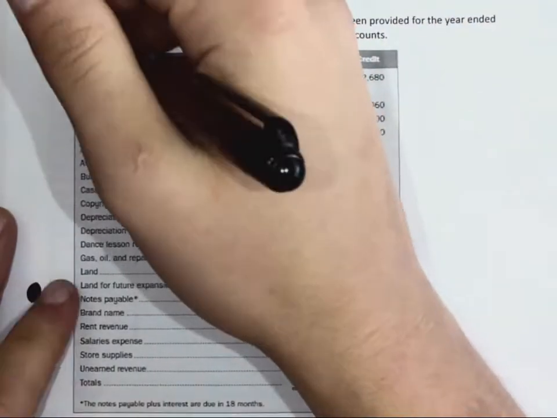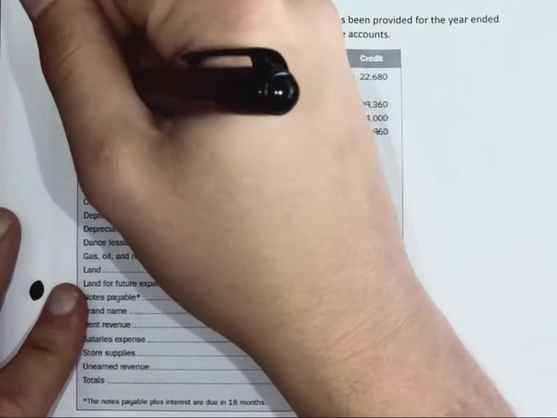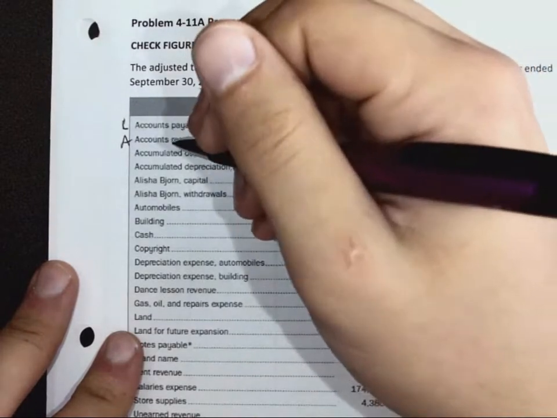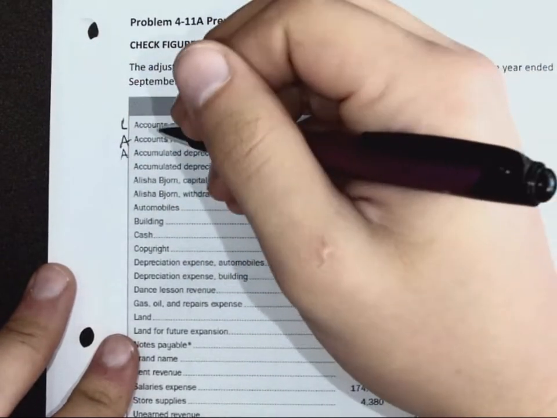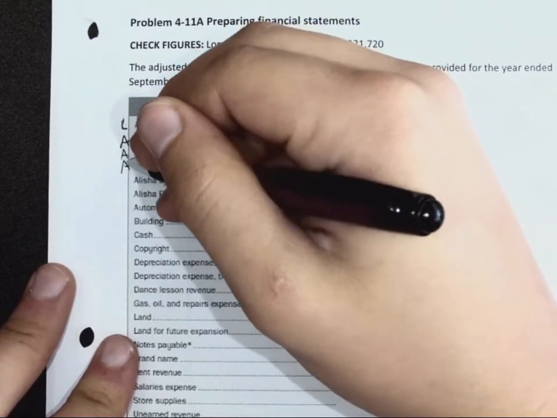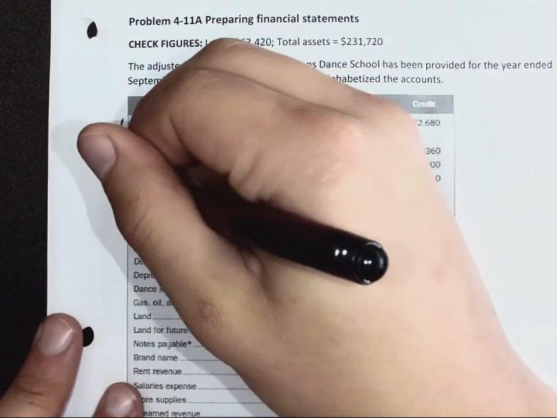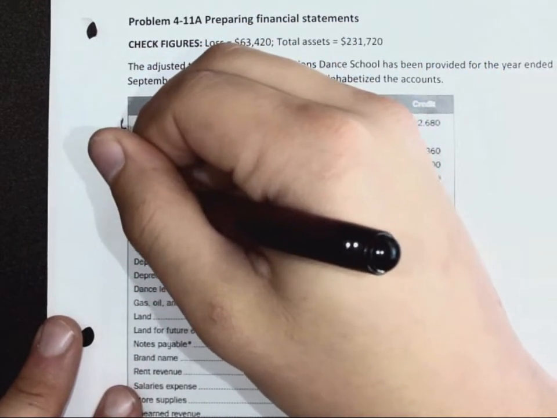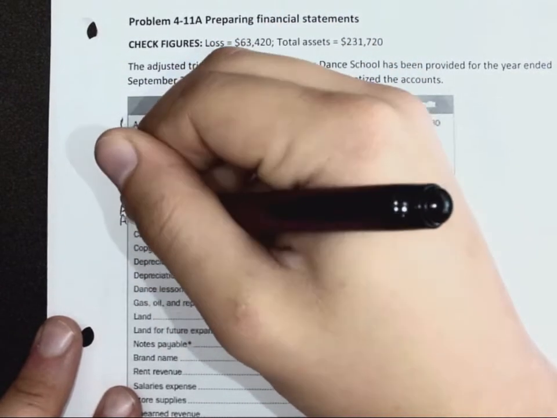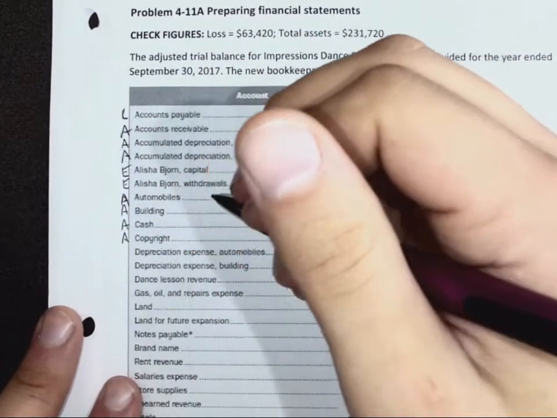So, accounts payable, what type of account is that? Liability. Accounts receivable? Asset. Accumulated depreciation? Asset, right? It's a contra asset. So it belongs in the asset section, but again, it does the opposite of what an asset normally does. It's got a credit balance. Capital? Withdrawals? Automobiles? Building? Cash? Copyright? Yeah, it's an intangible asset.